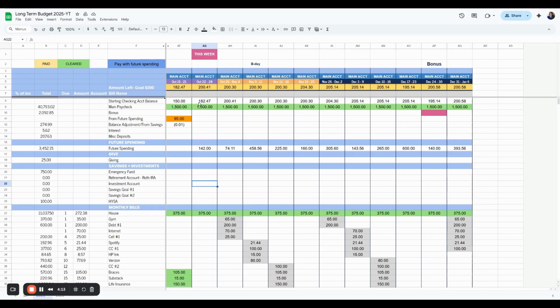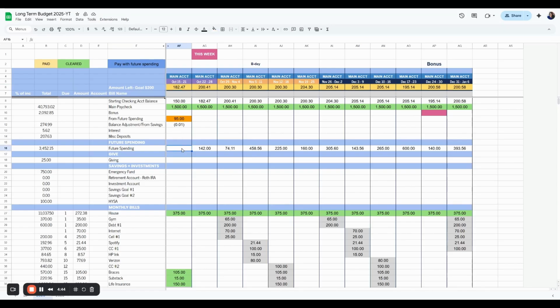Now, this is for one checking account. If you want to use a different checking account, you're going to need a different tab. Otherwise, it gets way too complicated. Over here is your starting checking account balance, and up here is the amount that you're going to have left after you spend everything. So I have our main paycheck, and I have money that we moved from our future spending account.